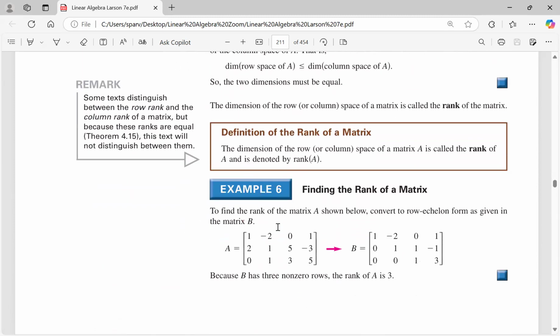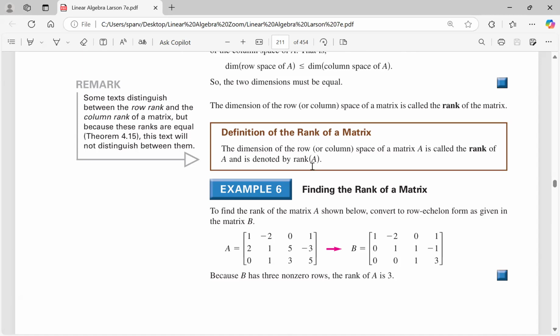So now we're going to talk about the rank of a matrix. Okay, so what is the rank of a matrix? Here's the definition. The dimension of the row or column space. Remember, row and column space have the same dimension, so it's either or, doesn't matter. The dimension of the row space of a matrix is called its rank.